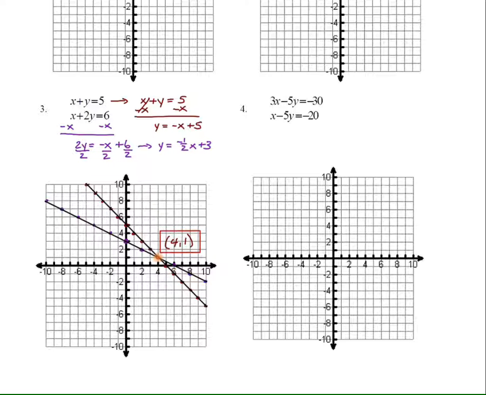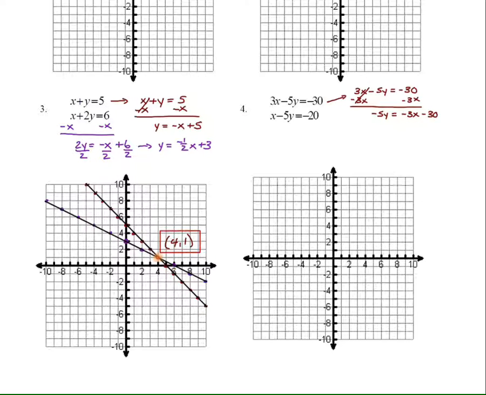Number 4 kind of has a lot going on. You'll see both of those equations, neither of them are in slope-intercept form, so I'm going to walk through the process there. So the first one, I'm just going to rewrite the equation, and then I'm trying to get y by itself. So subtract 3x from both sides. What I get is negative 5y equals negative 3x minus 30.